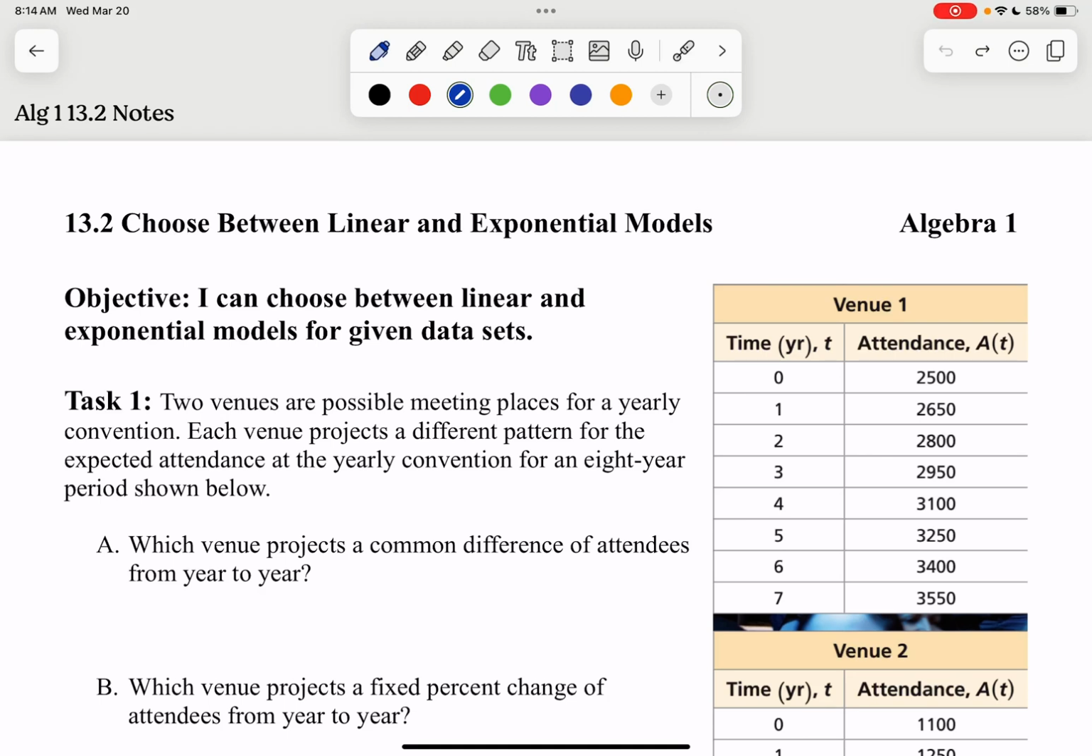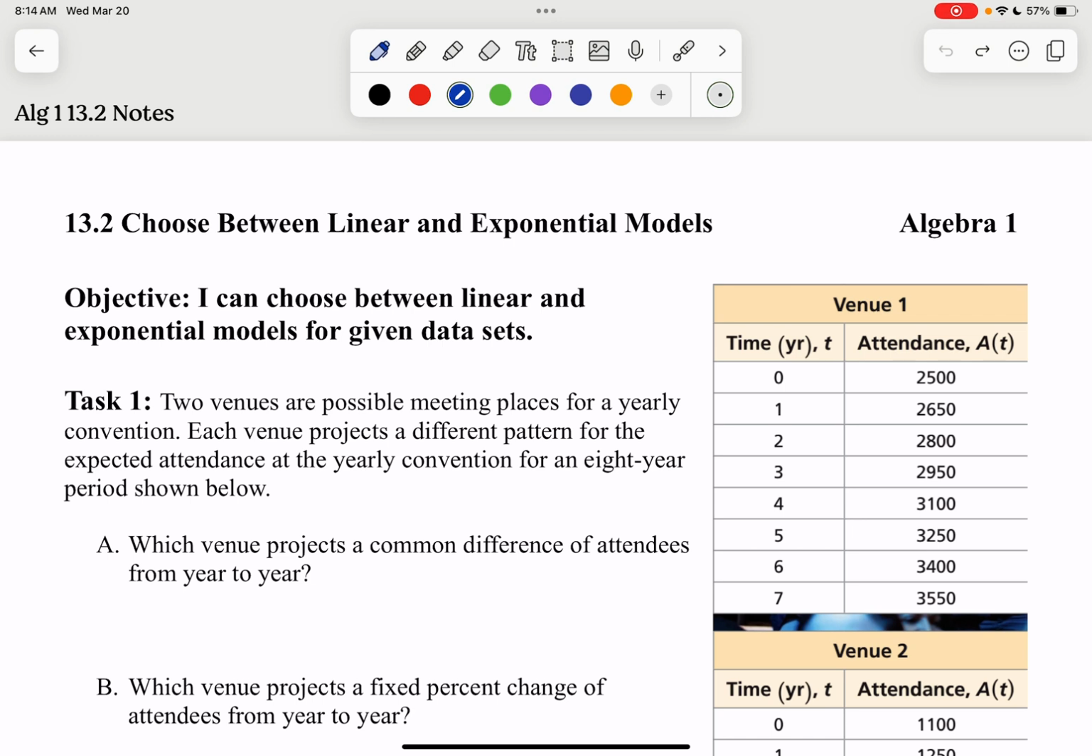Okay, now we just got done with exponential models, and now we're going to be putting those together with our linear models. So our objective for today is choosing between linear and exponential models for a given data set, and then we're also going to be writing those models.